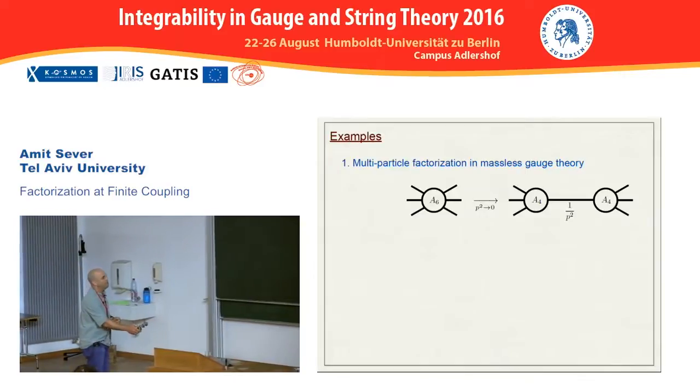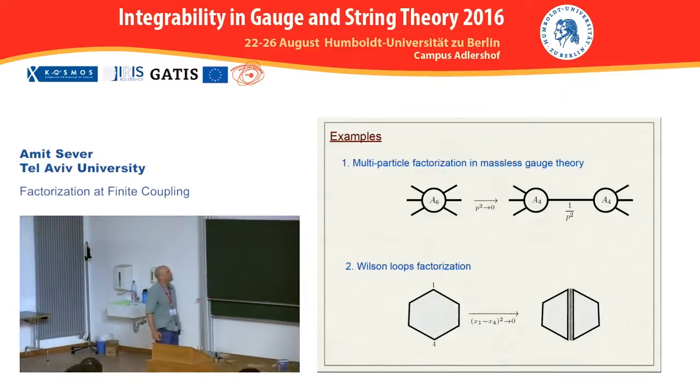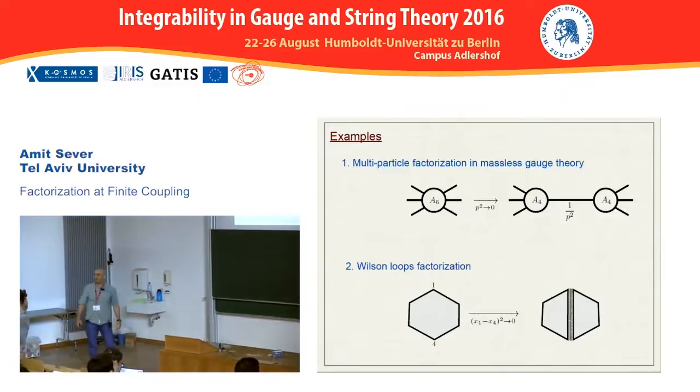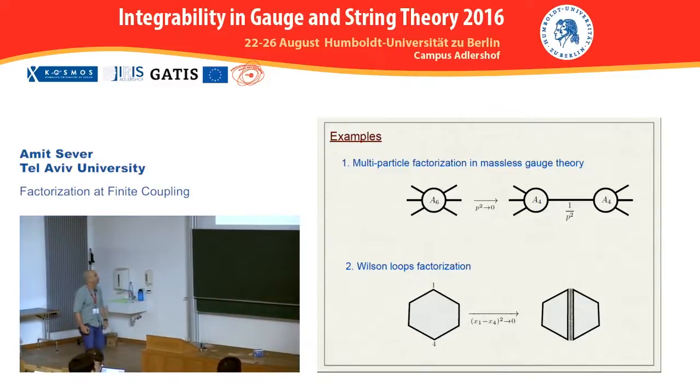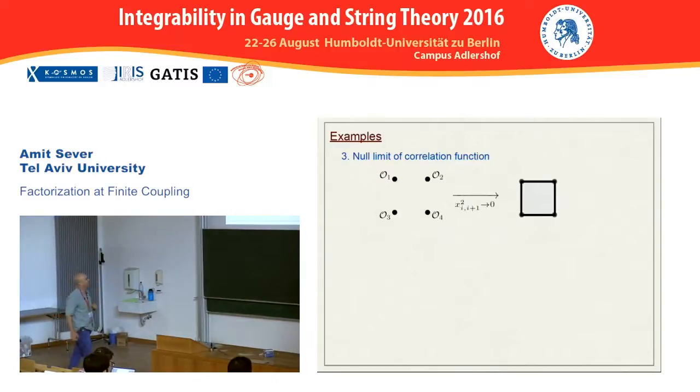Another example is basically the T-dual of the picture above. We are talking about planar N=4, where you have a polygon, null polygon Wilson loops, and 2 fixed cusps become null separated from each other. And in this limit, one would expect the Wilson loop, in analogy to the picture above, to factorize into 2 squares. So these 2 pictures above are T-dual to each other in planar N=4.